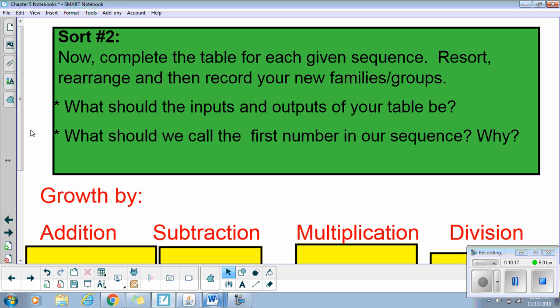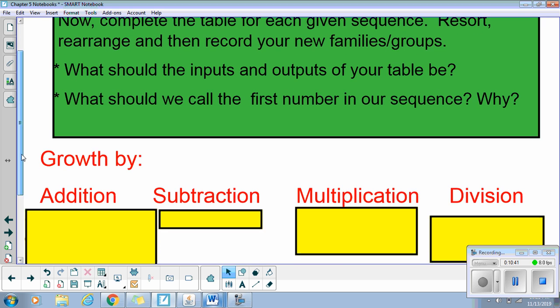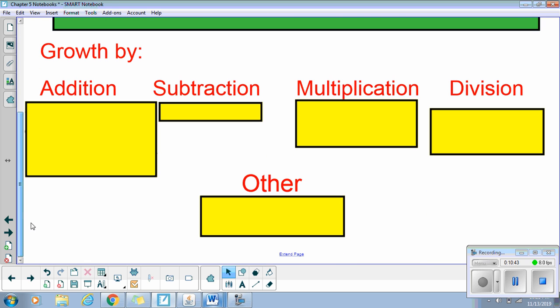Okay, so you are probably pressing play again. You should have already sorted them yourselves, completed the tables, and then tried to resort them. Below is an example of a resort you might have done. And I'll talk about a few of the specific sequences that I changed. So if we take a look, this is for sort number 2.